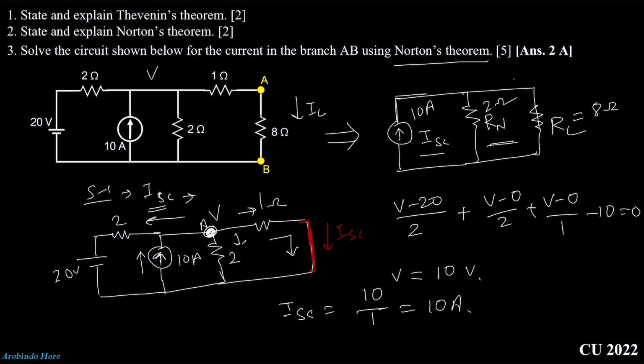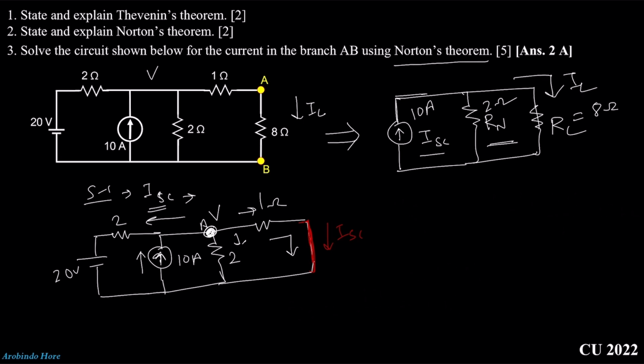Now what we need to do? We need to calculate the load current IL. If we apply the current division rule, then we can write the load current IL is the opposite resistance 2 ohm divided by the total resistance 8 plus 2, multiplied by 10. That means 2 ampere. Now we already have the answer, 2 ampere. But how do you know that this answer is correct?